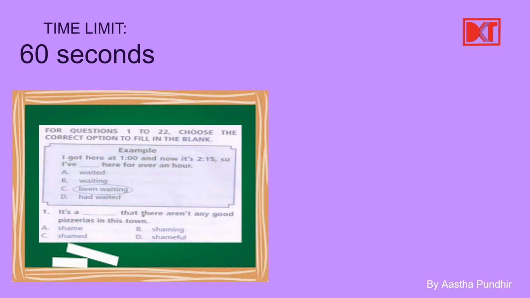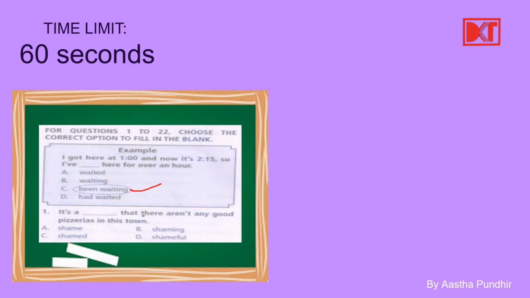All right, here the direction says for questions 1 to 22, choose the correct option to fill in the blank. Example is given: I got here at 1 and now it's 2:15, so I have dash here for over an hour. I've waited here, waiting here, been waiting here, had waited. Correct answer is given C, been waiting. So accordingly, that's how you have to do these questions.